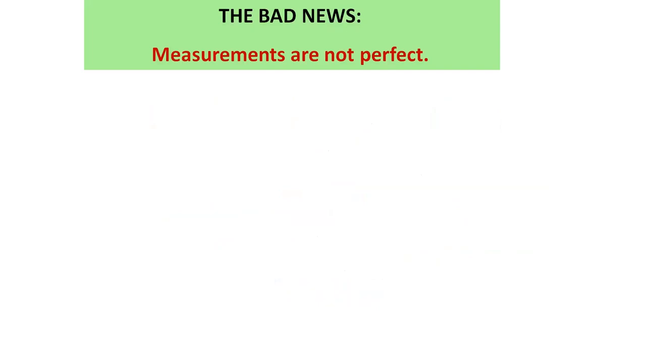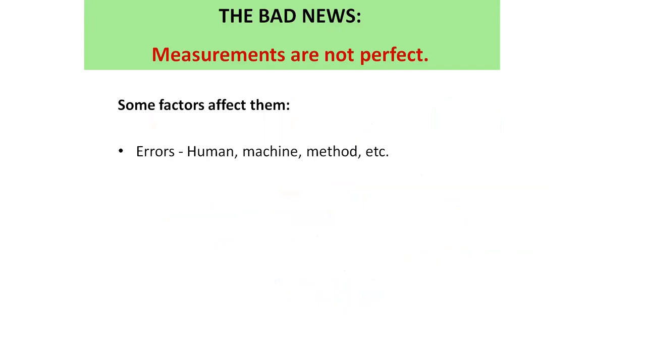So what's the bad news? Measurements are not perfect. And why are they not perfect? Because there are factors that affect them. For instance, you have machine error, human error, and the method that we use may not be good.